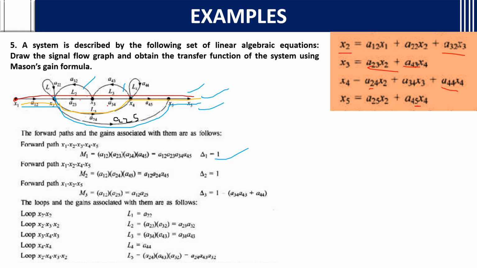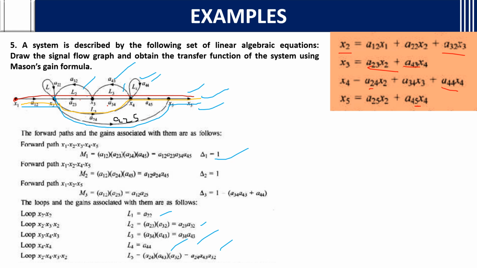No, two loops are not touching. What are those loops? The a44 loop, and the a34 and a43 loop. So you can write 1 minus those loops. That will be delta 3, the non-touching loops with respect to that forward path. Now we will write the loops for all the equations. L1 will be a22, L2 will be a23 and a32, and one more you have is a34 and a43, and a44 you have.